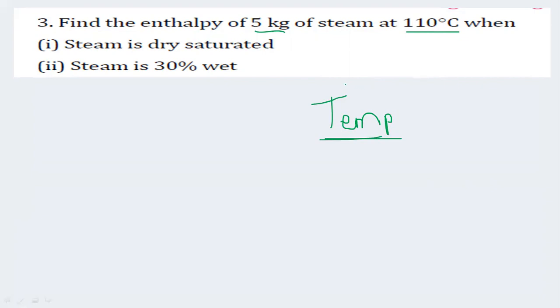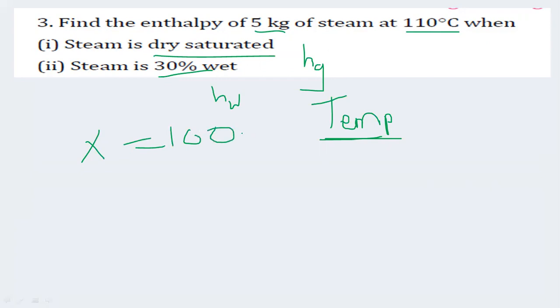He has given two conditions here. One is you have to find the enthalpy at dry saturated, that is 100% dry, that is the value of Hg. Another one he has said 30% wet, that is the value of HW. So if it is 30% wet, then for X value, how is it? X is equal to 100 minus 30.